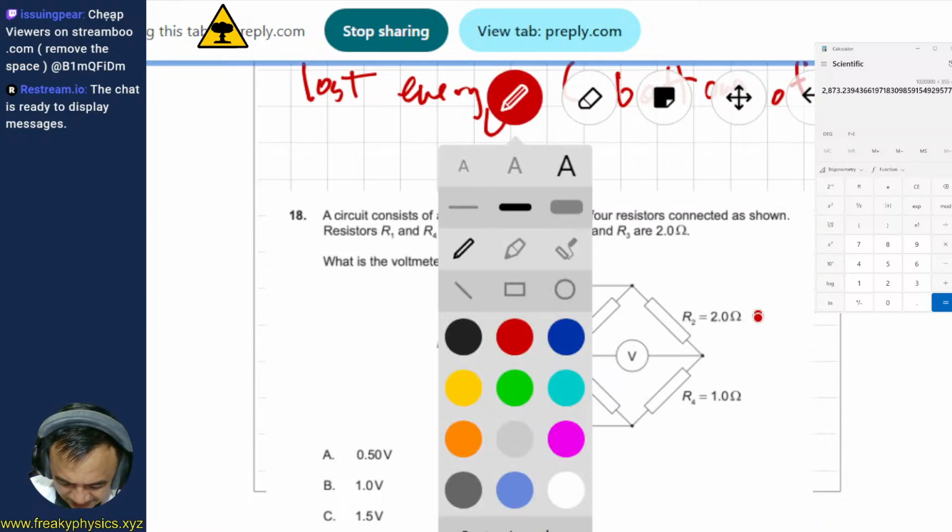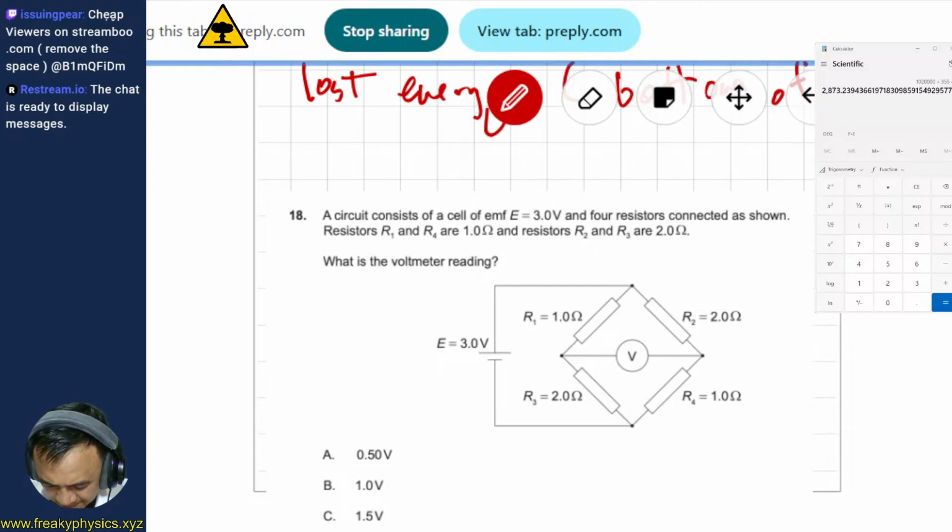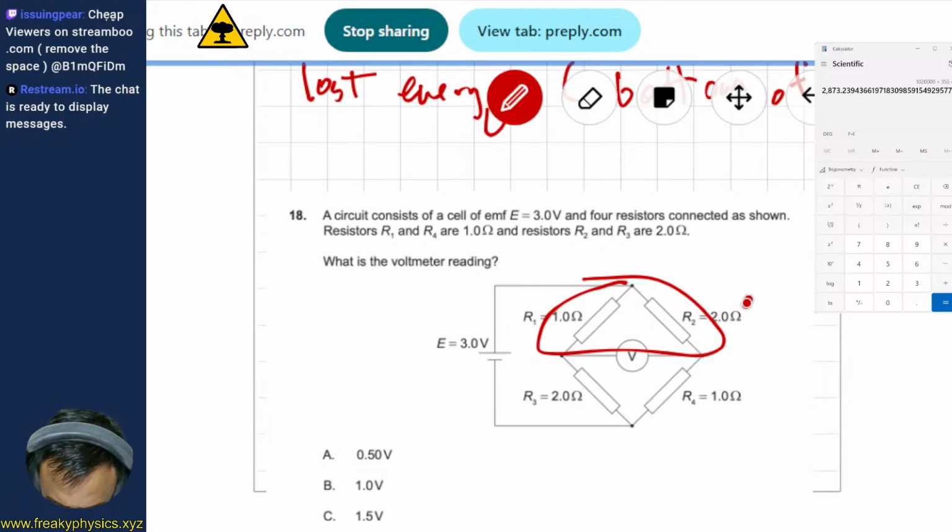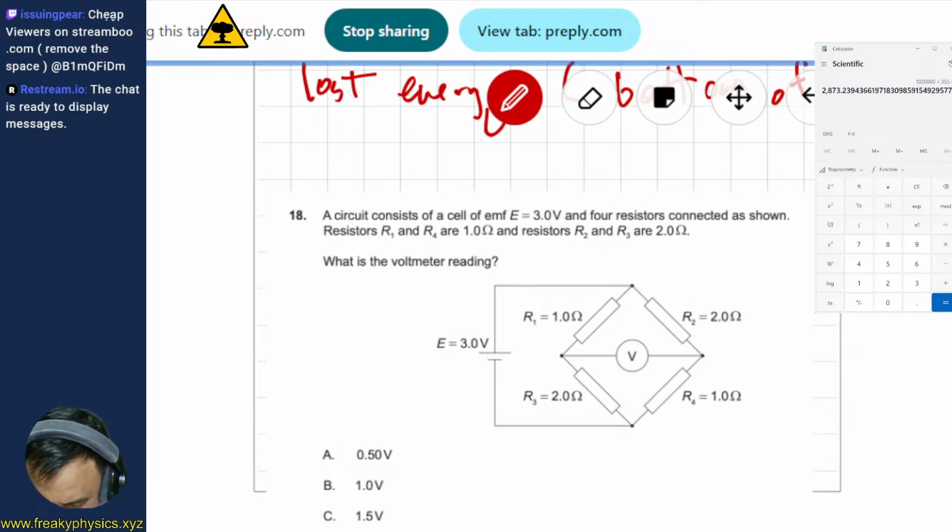Yeah, I thought we just split it up and then we add it, but I wasn't sure. Okay, so the EMF here is 3 volts. So the EMF here should be the same, right? And then the EMF here on these two should be the same. So you have to find the overall resistance first.